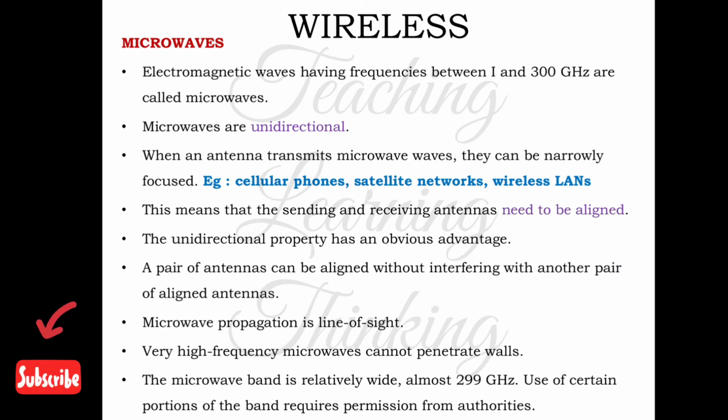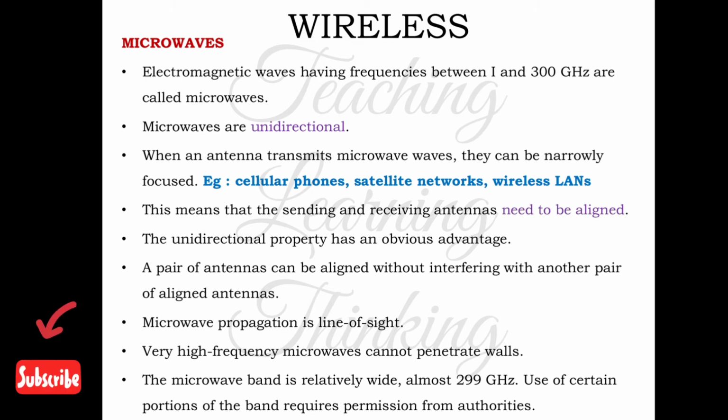The second one is microwave. Electromagnetic waves having frequency between 1 GHz and 300 GHz are called microwaves. Microwaves are unidirectional. Radio waves are omnidirectional, but microwaves are unidirectional, and when an antenna transmits them, they can be narrowly focused. Examples of microwave transmission are cellular phones, satellite networks, wireless LANs, etc. This means that the sending and receiving antennas need to be aligned. In radio waves, the sending and receiving antennas need not be aligned, but here they need to be aligned.